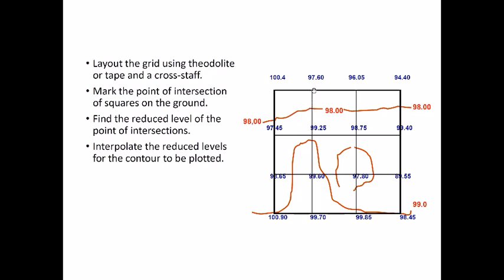Obviously, this is smaller, this is larger. So as I move 1 centimeter over here, how much would the elevation increase at this point? And by doing this, you can find out where 98 should be. Then you mark that point on the line, and then you draw them by freehand.